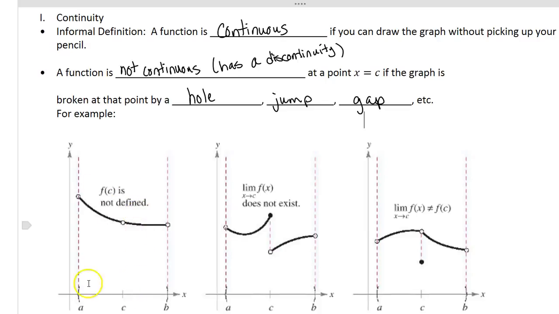f of c just happens to be not defined at this point. In this case right here, the limit as x approaches c of f of x does not exist. It approaches a different value from either side. And in this case, the limit as x approaches c of f of x does exist. It's approaching whatever this y value is right here, but that's not equal to the function value at c. So this would be the hole, the jump, the gap, whatever you want to call those. That is the informal definition of continuity.